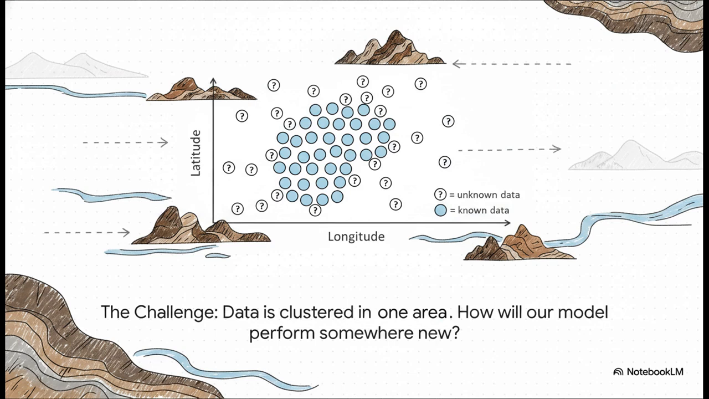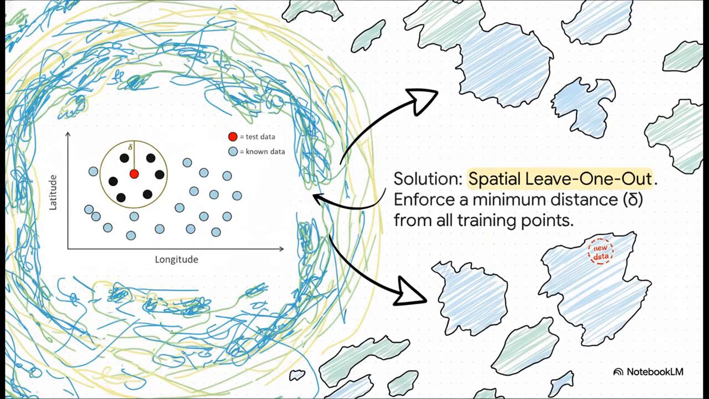Okay, now let's pivot to a totally different kind of problem, a spatial problem. Let's say we have some geological survey data, but it's all clustered in one specific region. The most important question isn't how well it performs on a held-out point inside that same cluster. No, it's how well it's going to generalize to a location that's miles and miles away. And the solution here is just as intuitive: spatial cross-validation. We just add a condition to our holdout split. We simply require that any test point must be a minimum distance, we can call it delta, away from all the points in the training set. This directly tests the model's ability to extrapolate, and it answers the exact geographical question we care about.